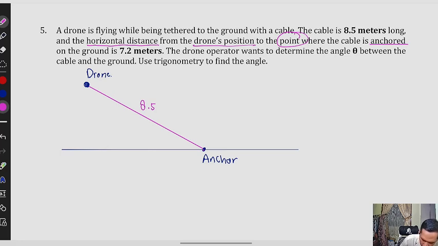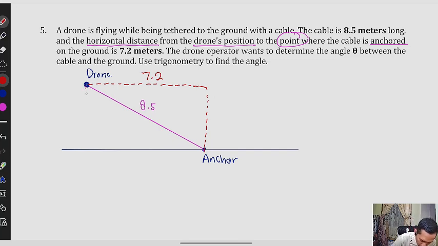The horizontal distance means like this. We have the drone on the top, and the anchor on the bottom, and the distance is diagonal. But if we talk about horizontal distance, you simply make a horizontal line up until the anchor. So the horizontal line here is what we are talking about. The horizontal distance from the drone position to the point where the cable is anchored is 7.2 meters.